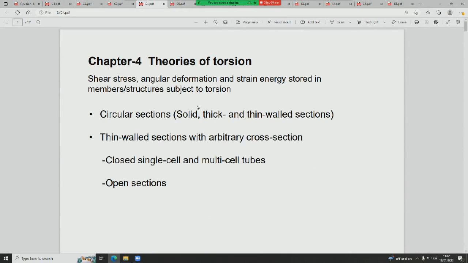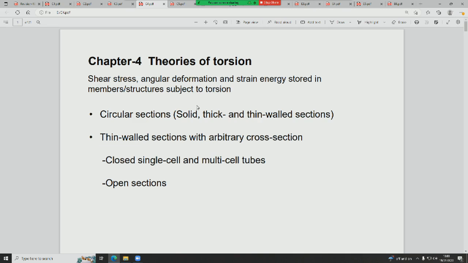So in chapter 4, you learned about theories of torsion. When a component is subject to torsion, the effect of torsion in terms of stress is shear stress. So any cross-section, which is normal to the axis of the beam, cylinder, or tube, is subject to shear stress. In terms of deformation, it is twist. So the end wherever you are applying the torque twists with respect to the other end, which is clamped.